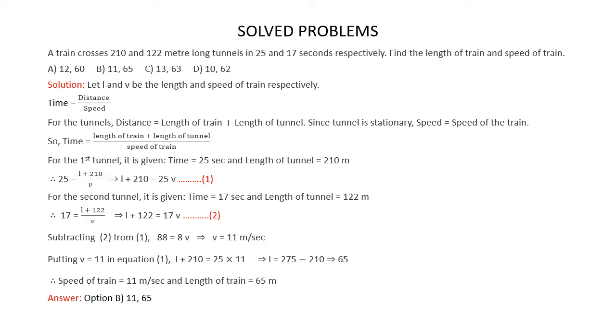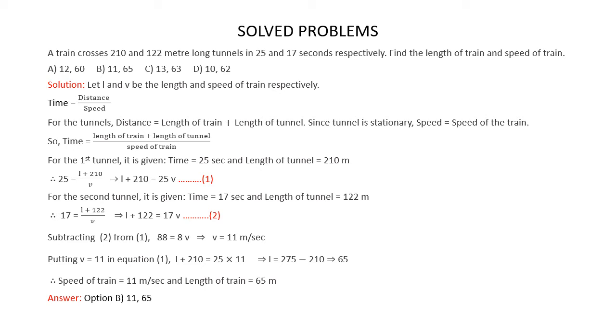Since we do not know the length of the train, we have assumed it as L, and we do not know the speed of the train and we have assumed it as V. Now on cross multiplication, here we get L plus 210 is equal to 25V. This is the first equation.